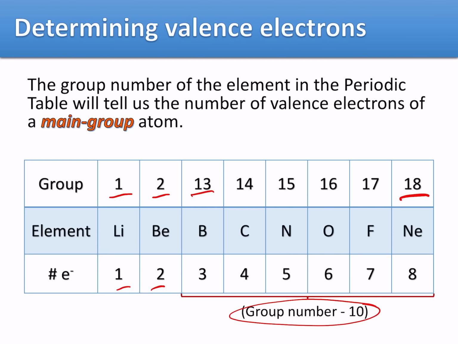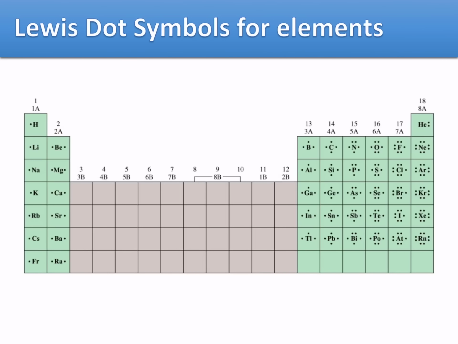If you just need the valence electrons, and those are the ones responsible for reactivity, all you have to do, if you are in a group higher than 10, is take 10 out of that group, and that will give you the number of valence electrons. So that's the shortcut. And to work with Lewis dot symbols, basically you just take the element symbol and you put as many dots around that symbol as valence electrons that element has.